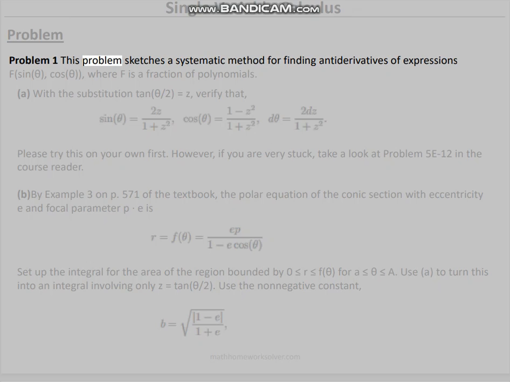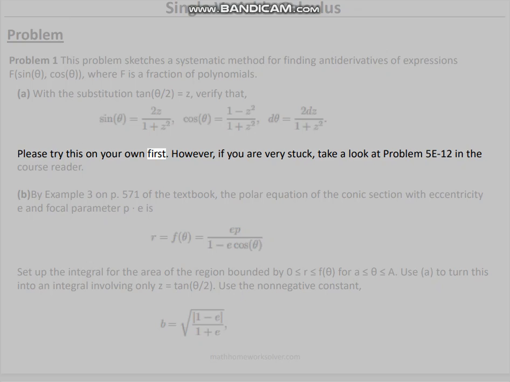Single variable calculus problem. Problem 1. This problem sketches a systematic method for finding antiderivatives of expressions f(sin theta, cos theta), where f is a fraction of polynomials. A. With the substitution tan(theta/2) equals z, verify that. Please try this on your own first. However, if you are very stuck, take a look at problem 5e12 in the course reader.